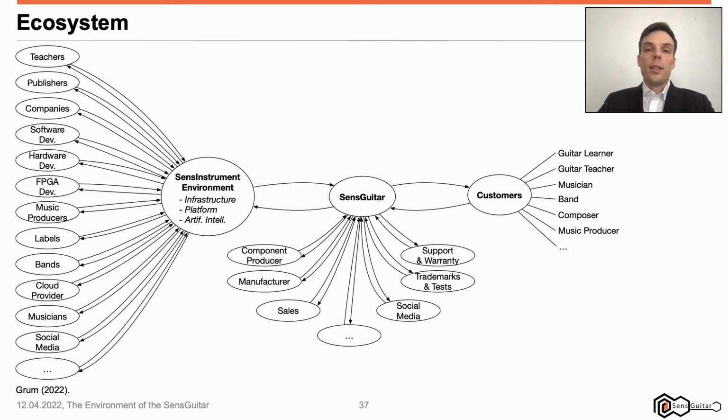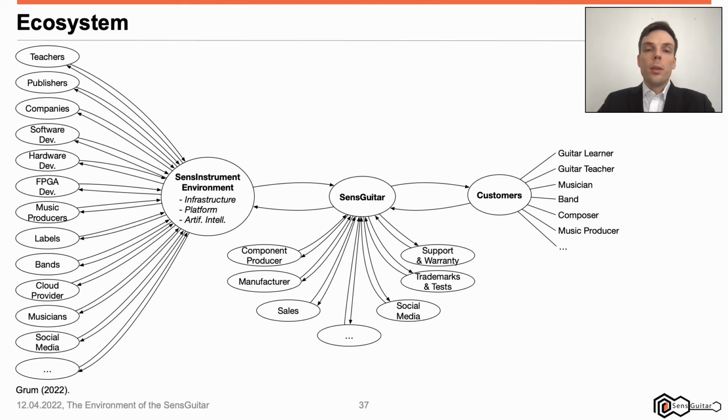On the left of the SensGuitar, you can find the sense instrument environment, which is provided by the SensGuitar team. For instance, this includes the infrastructure clarified and a web-based platform enabling the customers to control the individual SensGuitar and any form of artificial intelligence.